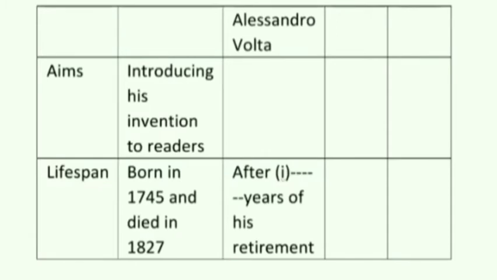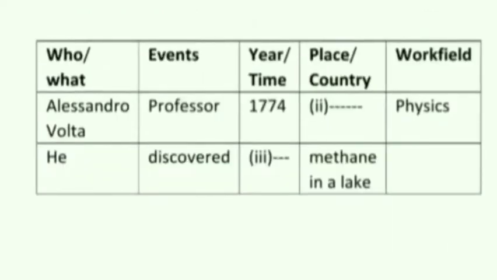How many years after getting retirement did he die? Who can say? You have to count here. Yes, it's 8 years. After 8 years of his retirement, he died. Here you will get other options. Who or what, that means in this row you have to highlight the person, then events is mentioned here, then year or time, place or country, then work field. These points will be highlighted here.